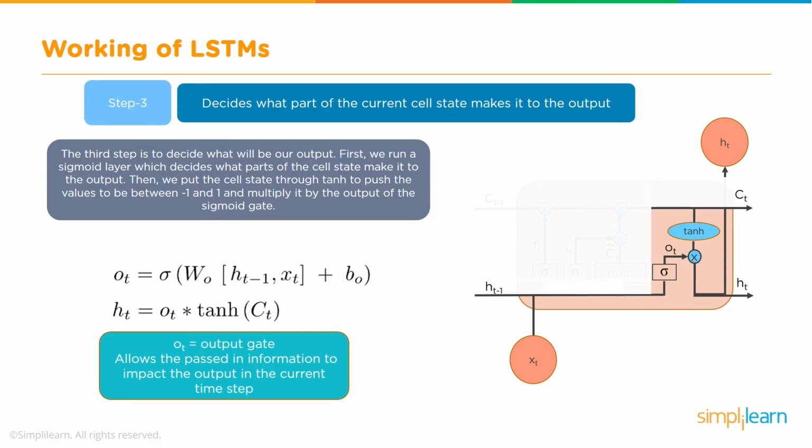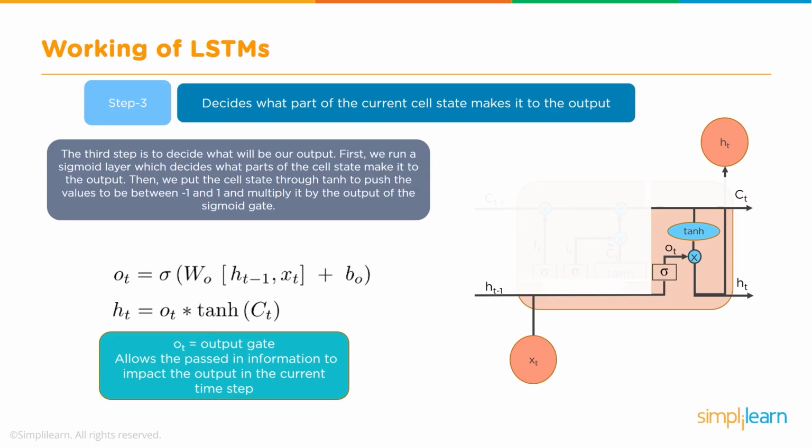Finally, we get to step 3, which decides what part of the current cell state makes it to the output. The third step is to decide what will be our output. First we run a sigmoid layer, which decides what parts of the cell state make it to the output. Then we put the cell state through the tanh to push the values to be between -1 and 1, and multiply it by the output of the sigmoid gate.